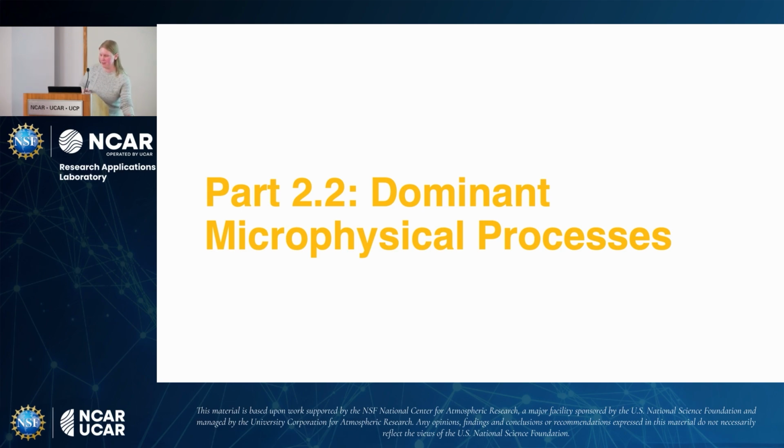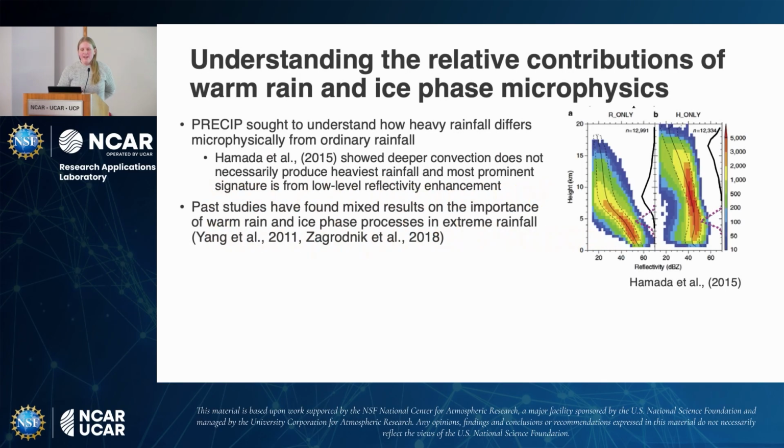So we're gonna finish up with looking at the dominant microphysical processes. So again, that's part 2 of that ingredient space framework. And really what it comes down to is understanding the relative contributions of warm rain and ice phase microphysics. There was this study by Hamada et al. in 2015 that showed that deeper convection does not necessarily produce the heaviest rainfall, and the most prominent signature from the heavy rain rates is actually the low-level reflectivity enhancement associated with collision coalescence.